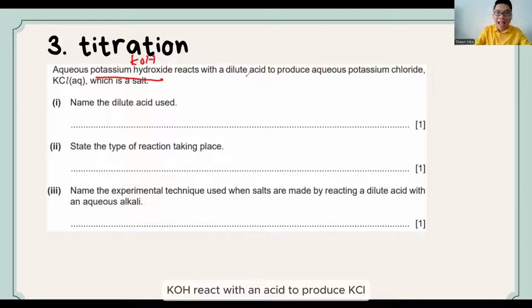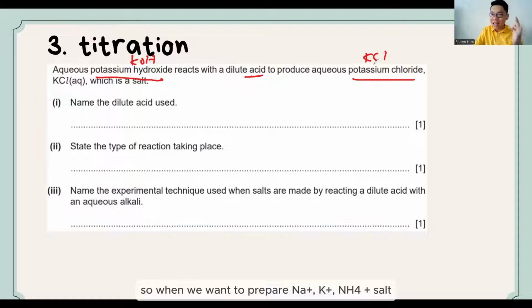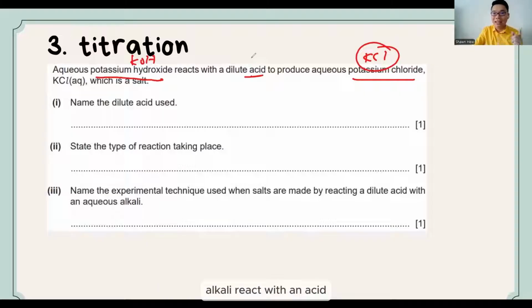KOH reacts with an acid to produce KCl. So when we want to prepare Na, K or NH4 salt, we must use titration, where we use alkali to react with an acid. To produce a salt that has Cl, the acid must contain Cl, so it's HCl.